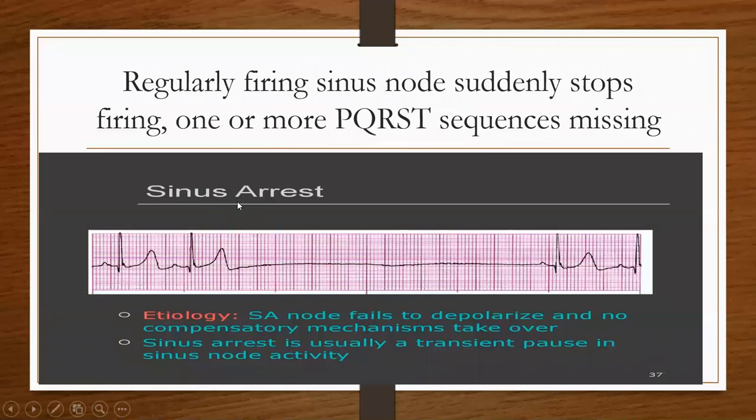With sinus arrest, you have a regularly firing sinus node that suddenly stops firing, and you're going to be missing one or more sequences of your PQRST, okay? So you'll get this long pause in between.